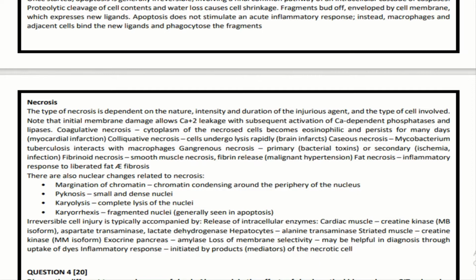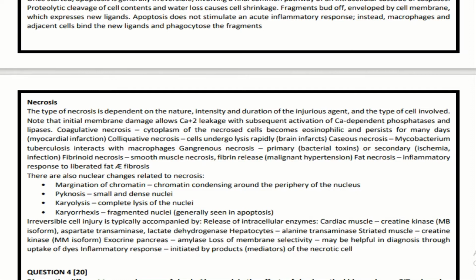Colliquative necrosis, cells undergo lysis rapidly. Then we have caseous necrosis, Mycobacterium tuberculosis interacts with macrophages. Gangrenous necrosis, primary bacterial toxins or secondary ischemia infection. Fibrinoid necrosis involves smooth muscle necrosis, fibrin release, malignant hypertension. Then we have fat necrosis, which involves an inflammatory response to liberated fat, fibrosis.